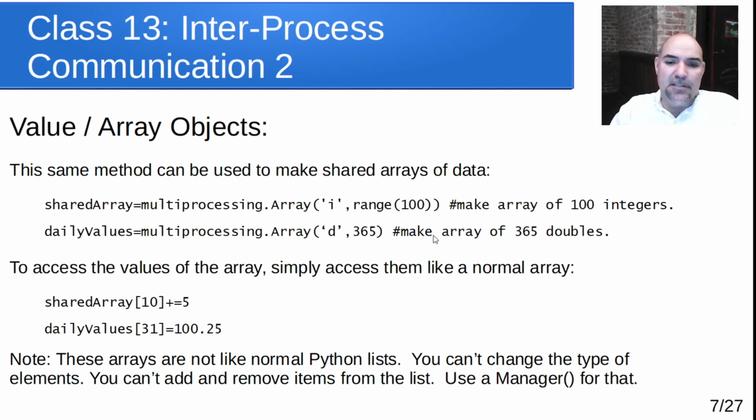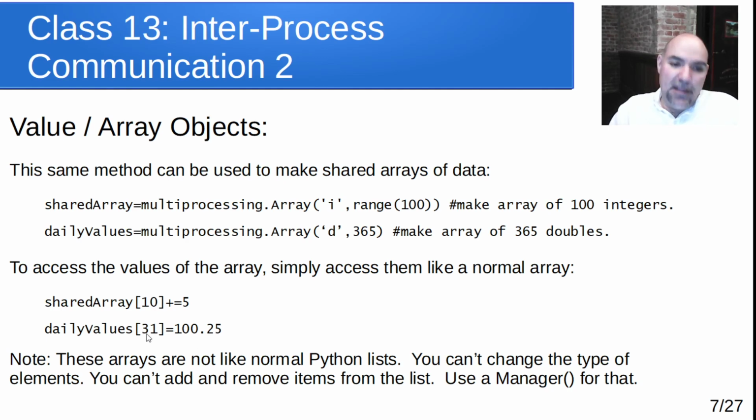For daily values, we give it 365. That makes an array of 365 double precision values. And then once those are created, you can just index them in the way you would access a normal kind of array or list. So shared array subscript 10 plus equal 5 will add 5 to that location in that array.